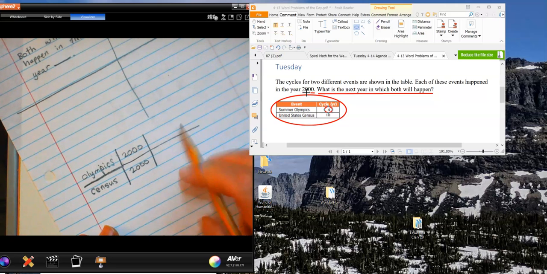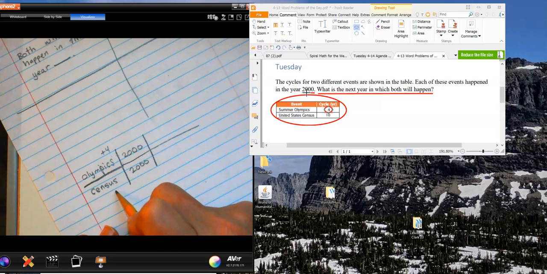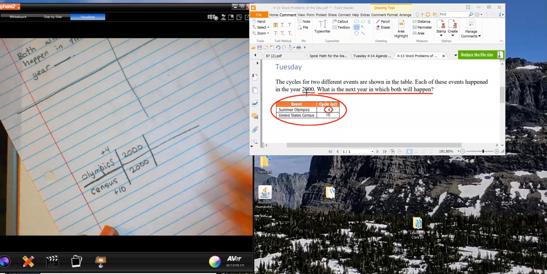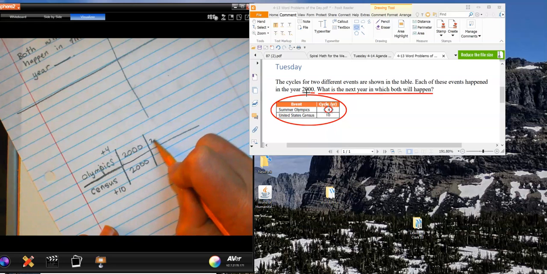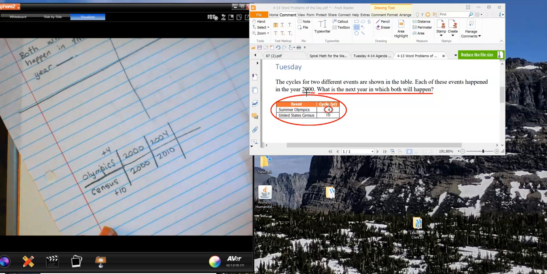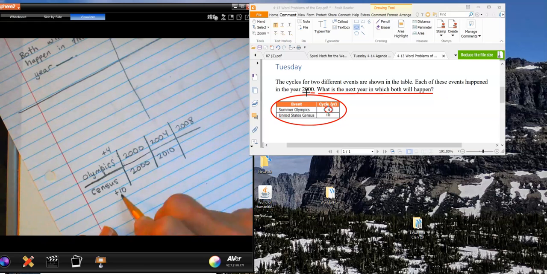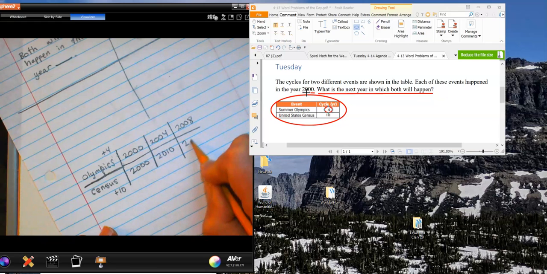The Olympics happen every 4 years, so I add +4 to every Olympics. And the census happens every 10 years, so I add +10 to every census. So the next time the Olympics happened was in 2004. The next time the census happened was in 2010. I'm going to add +4 to the Olympics and get 2008. I'm going to add +10 to the census, and I'm going to get 2020. Oh, so the census is happening this year.